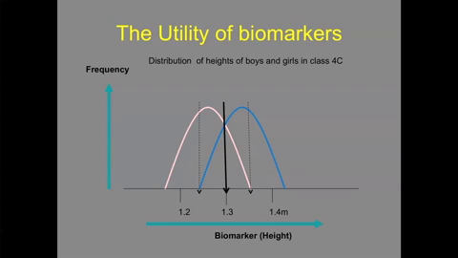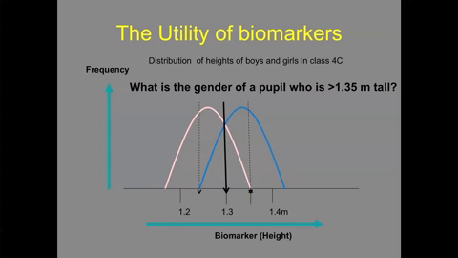Where boys at that particular age are likely to be slightly taller. There is an overlap, but if I were to ask you what is the gender of a pupil who is greater than 1.35 meters tall, the likelihood is that individual would be a boy. And if I asked you what is the gender of a pupil who was less than 1.25 meters tall, the likelihood is that would be a girl.